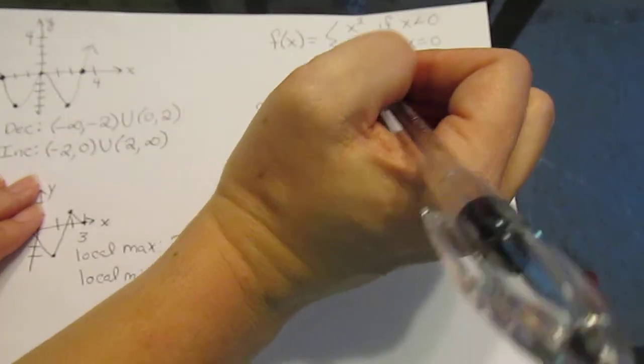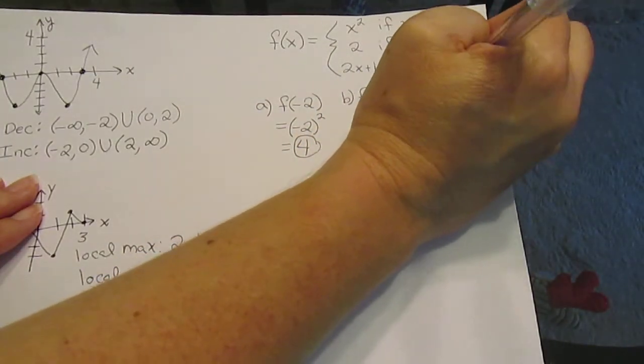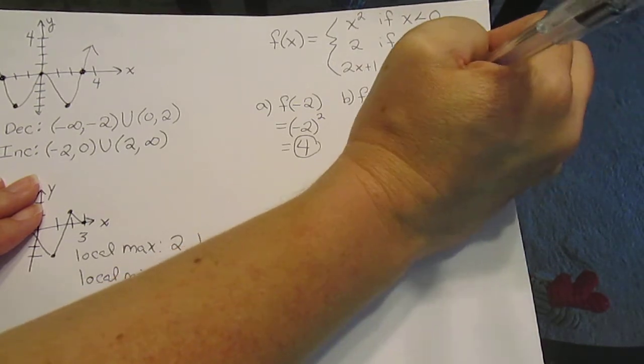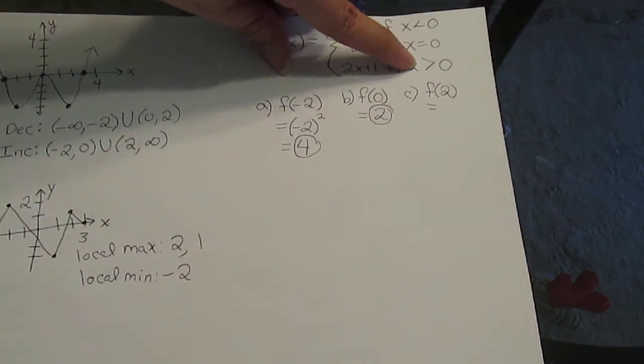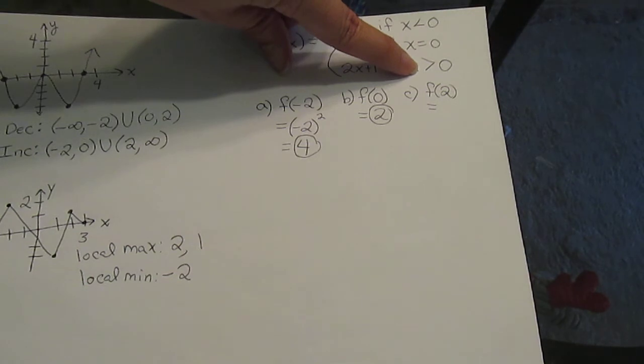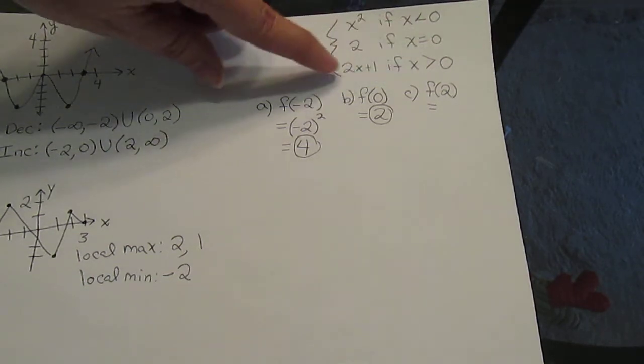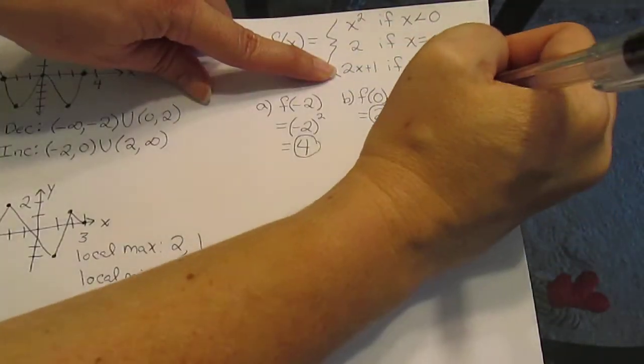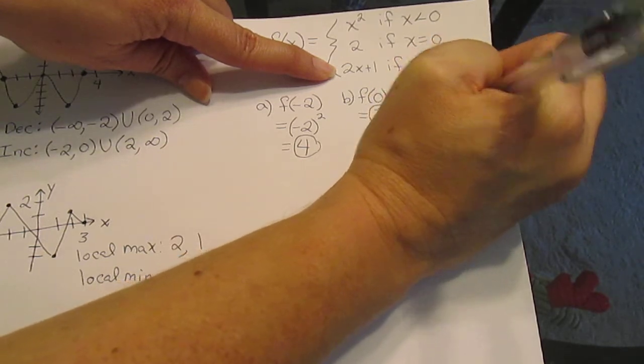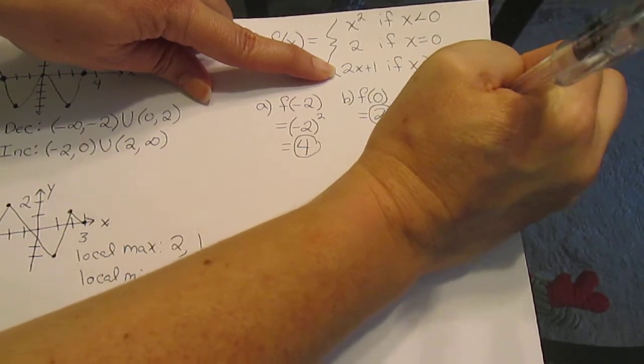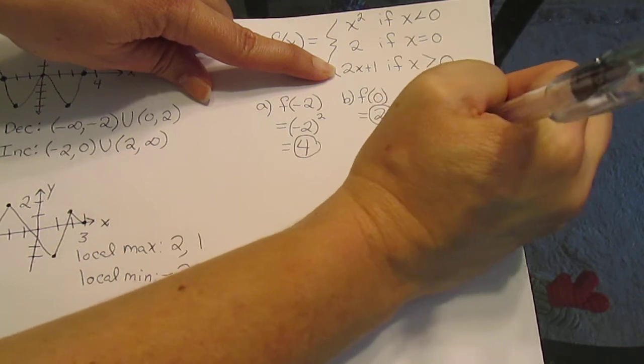And part C, they gave me f of 2. Okay, well, of course, that fits into the last one. 2 is greater than 0, so we're going to plug it into this last one here. So we'll plug 2 in for x, so 2 times 2 plus 1 gives me 5.